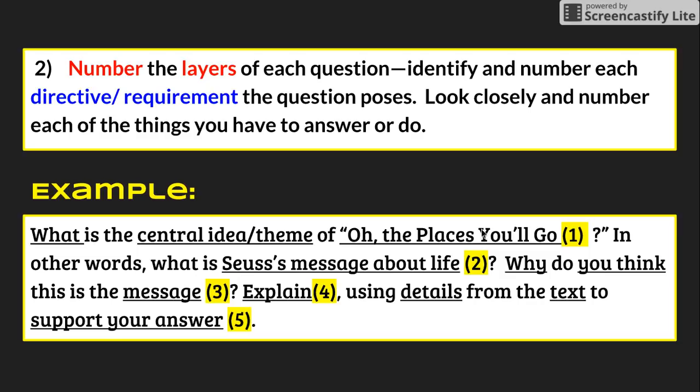It's sort of an offshoot of the first requirement, but still it's important to identify and make sure that you've done that properly. The third thing that you're asked to do is explain why you think this is the message. And so you have the 3 following that. And then you have explain, because the fourth thing you need to do is explain why. And then, of course, the details from the text to support your answer is that final requirement. So you've identified that as 5.